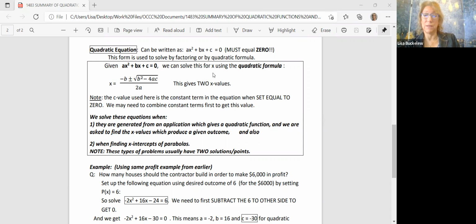Okay, now that's going to give us 2 points. It's going to give us 2 x values. So every time you have an x value, you can find the y value that goes with it by plugging that number back in. So you'll have 2 points, 2 ordered pairs.